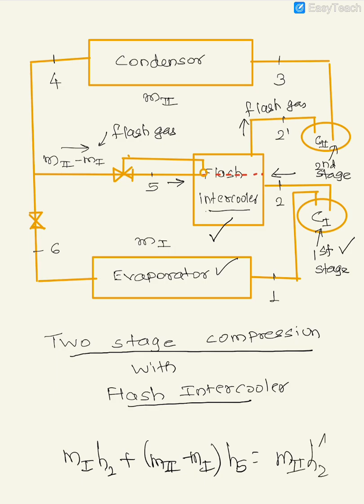This is the energy balance for the flash intercooler. I hope this is followed. Okay, this is one typical case where we are using a flash intercooler with two-stage compression. We have not removed the flash gas. Okay, and this is an interesting possibility of designing a multi-pressure refrigeration system. In the next lecture, I will discuss the use of flash intercooler with flash gas removal.